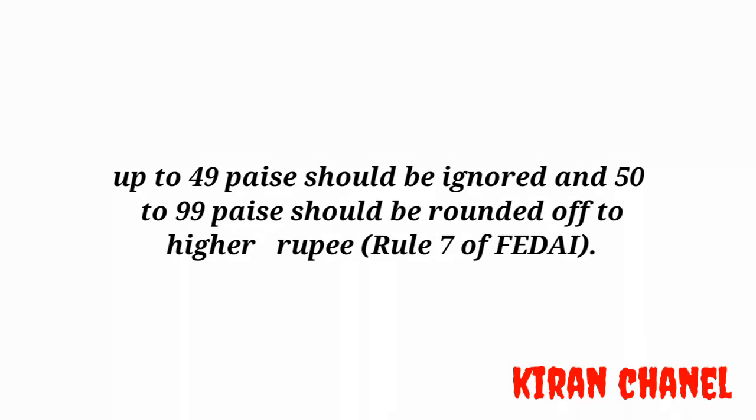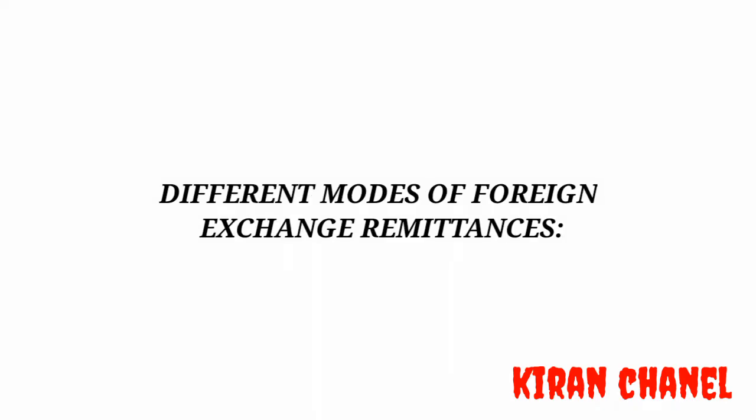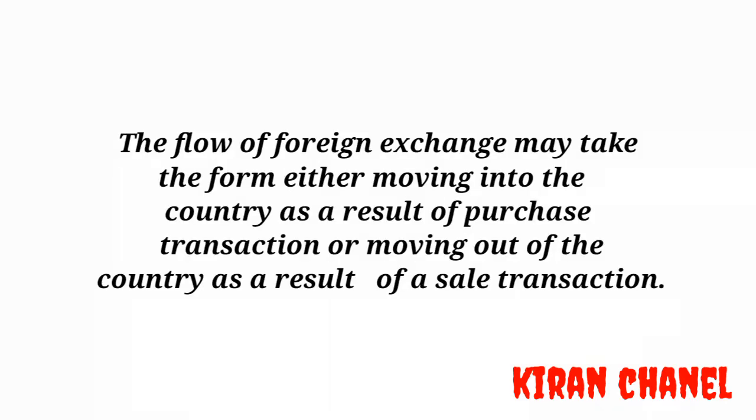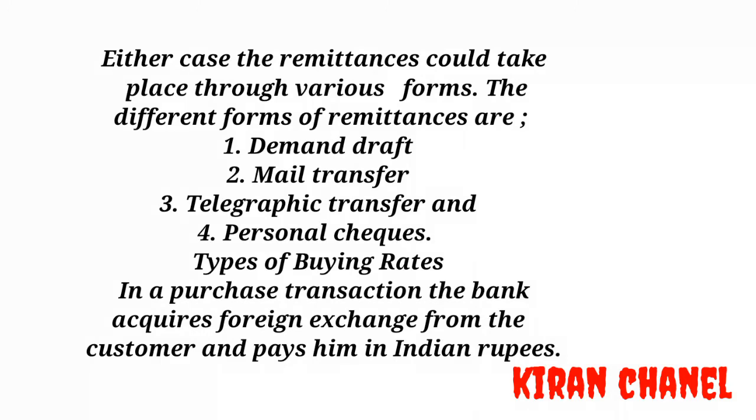Rule 7 of FEDAI. Different modes of foreign exchange remittances. The flow of foreign exchange may take the form either of moving into the country as a result of a purchase transaction or moving out of the country as a result of a sale transaction. In either case, the remittances could take place through various forms. The different forms of remittance are: 1. Demand draft, 2. Mail transfer, 3. Telegraphic transfer, and 4. Personal request.